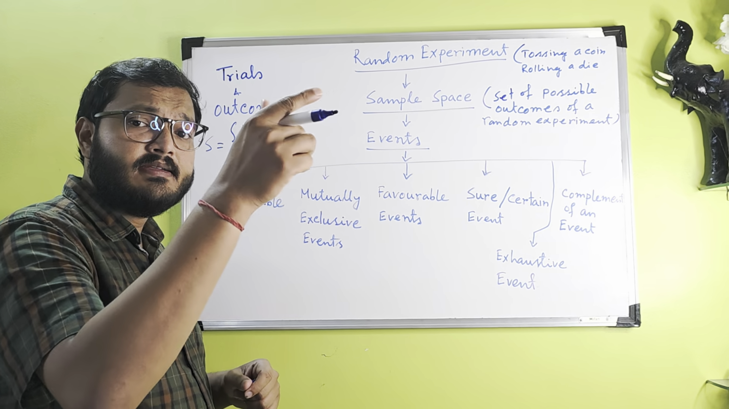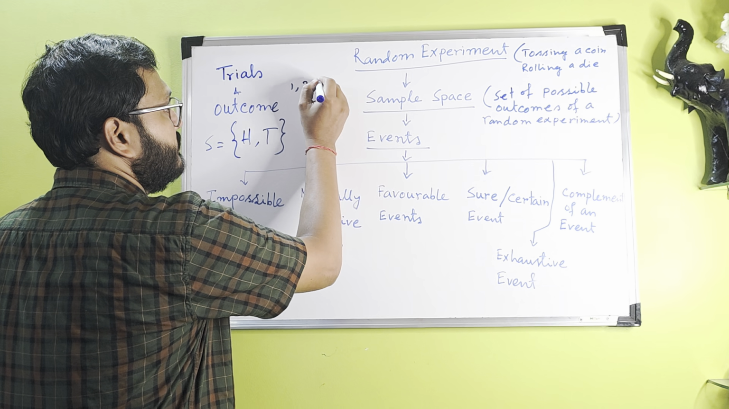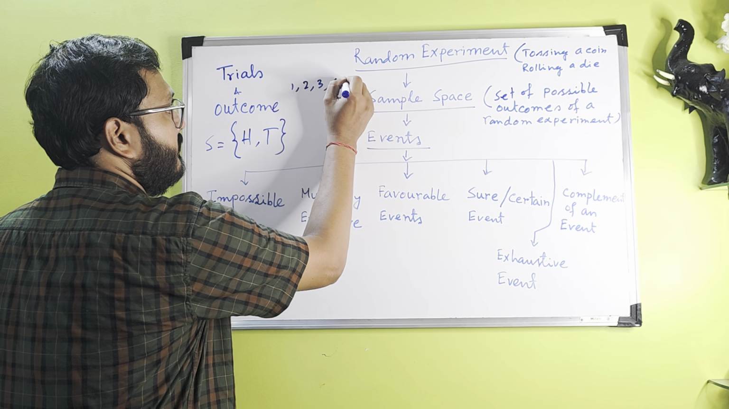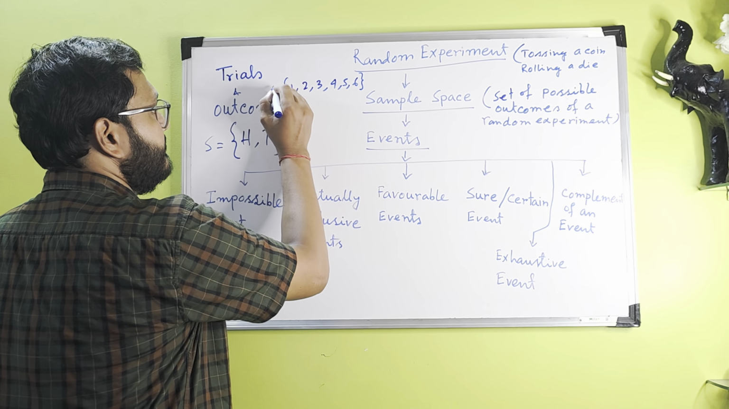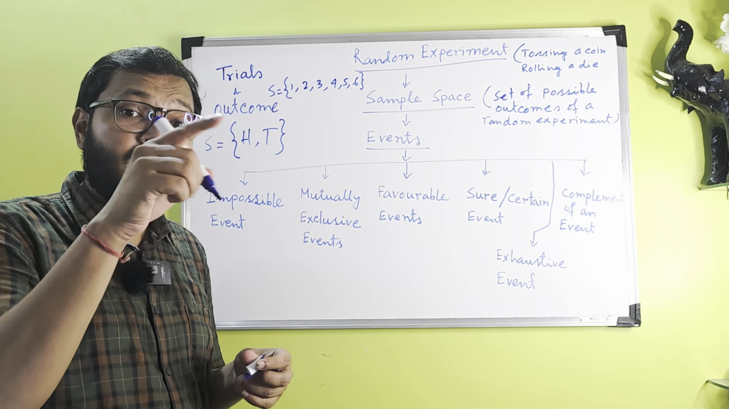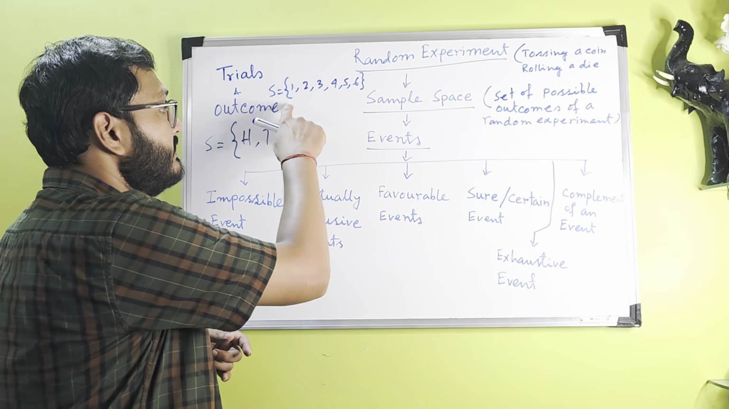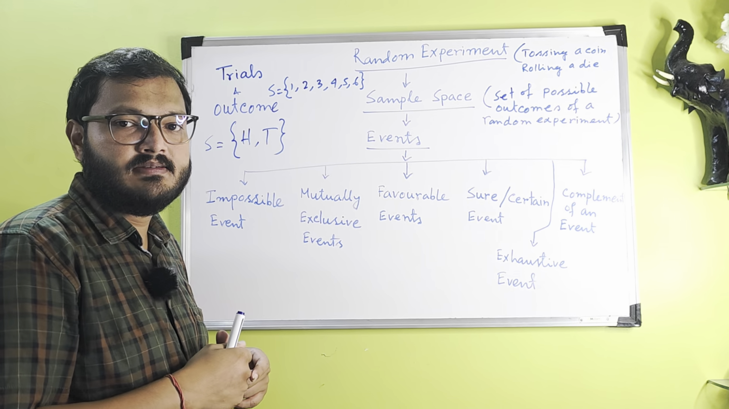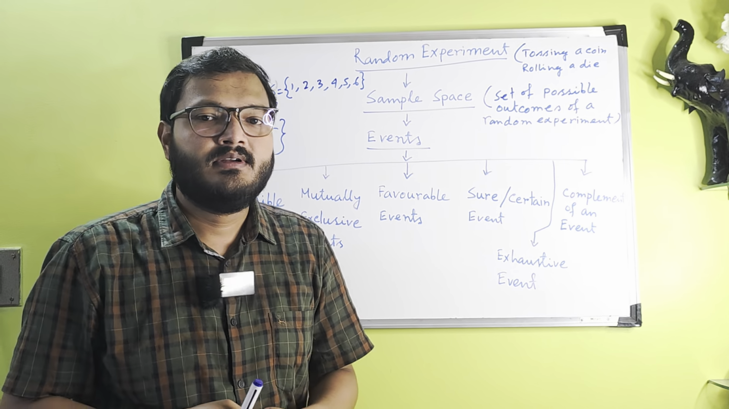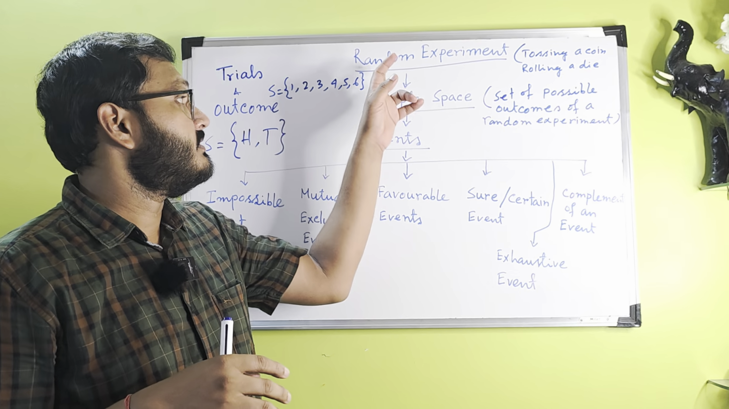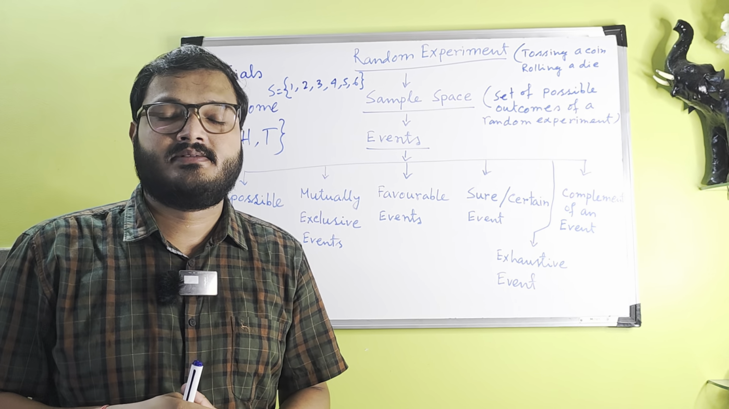If I roll a dice, what are the possible outcomes? 1, 2, 3, 4, 5, 6. Their set is the sample space for that particular random experiment. What is the random experiment in this case? Rolling a die. Now I think it's clear. First random experiment, then sample space, then come to the events.